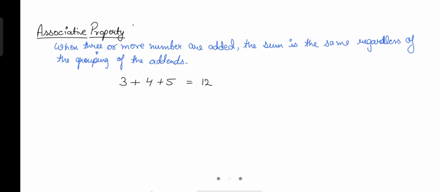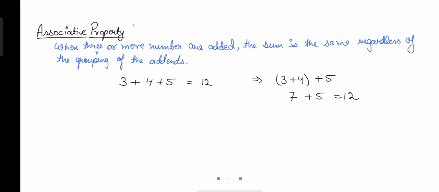So let's say in the first case, I'm going to group 3 plus 4 in a bracket, and then add it with 5. Now, if you have already watched the video uploaded on the BODMAS rule, then you must know that we solve the bracket first. So we add 3 plus 4 first, which equals 7, and then we add 5. So what will be our answer? Our answer will be 12.